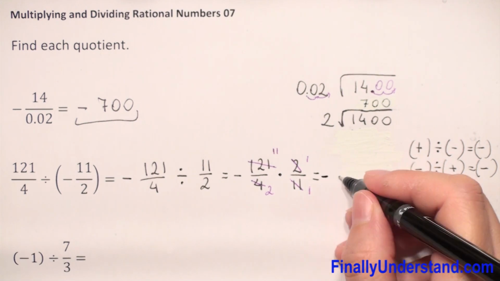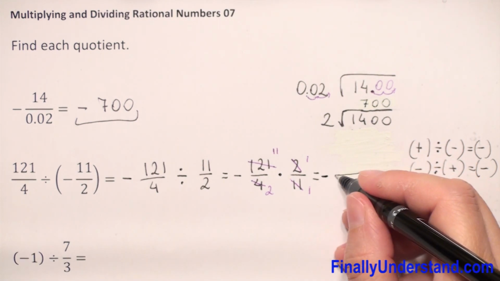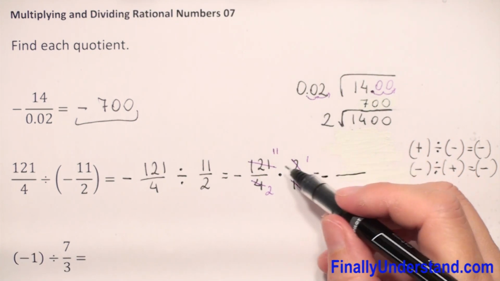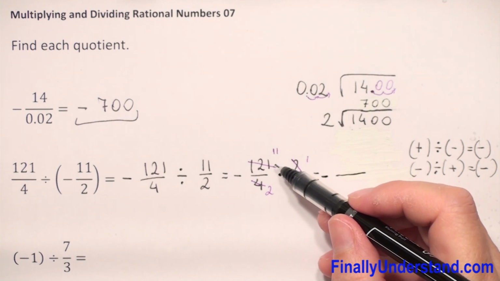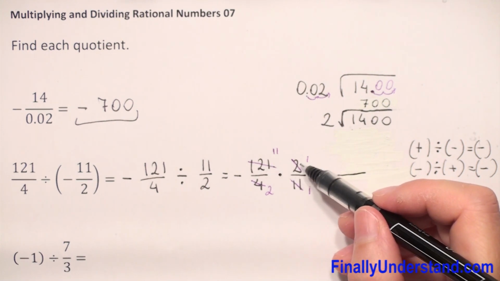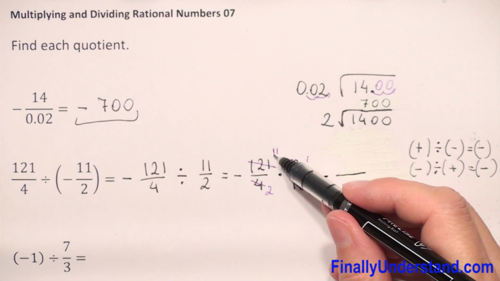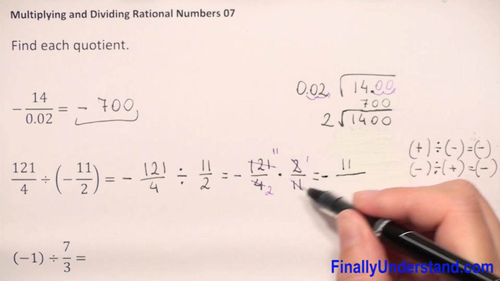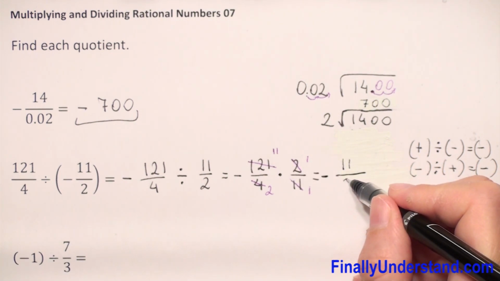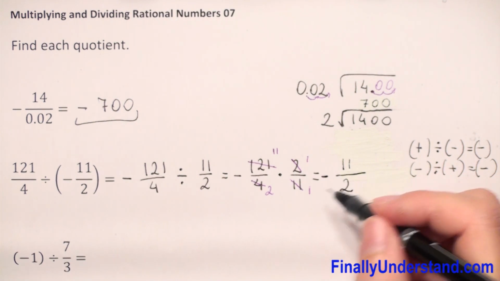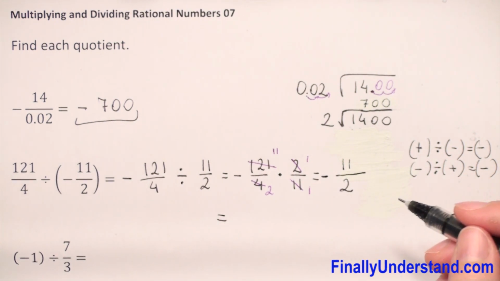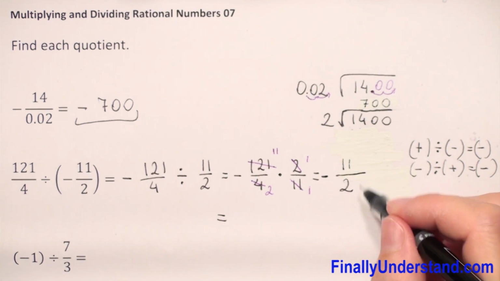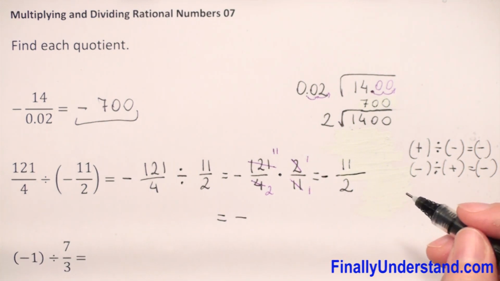Negative sign we copy, fraction bar. When we multiply fractions, we multiply numerator times numerator, denominator times denominator. So 11 times 1 is 11, 2 times 1 is 2. We got an improper fraction. We can change it to a mixed number, negative sign we copy.